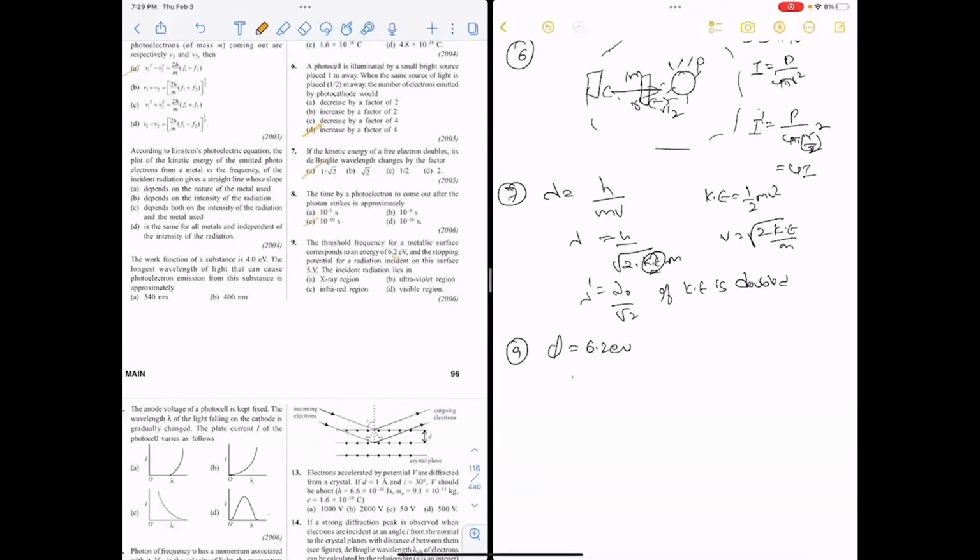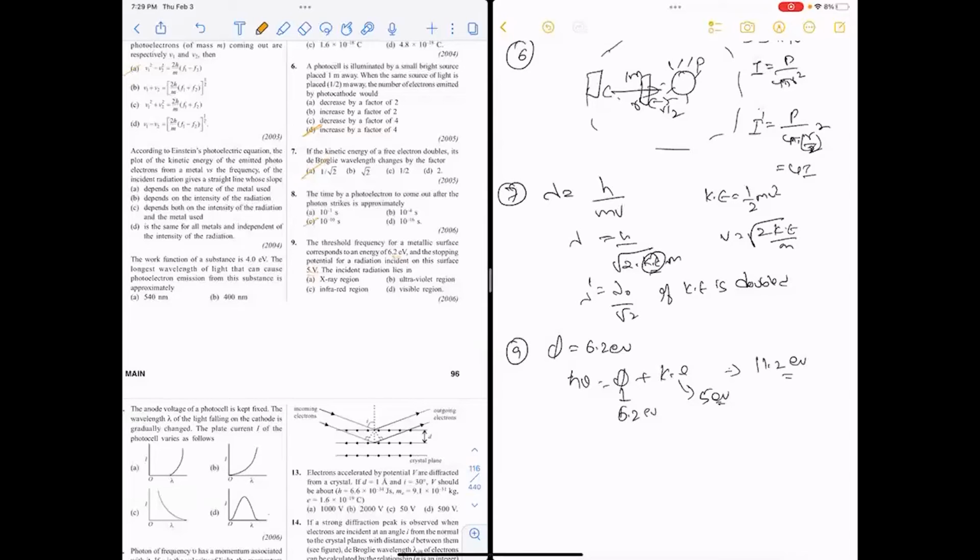So the total energy, h nu, is equal to work function plus kinetic energy. Work function is 6.2 eV and kinetic energy is 5 eV. So total is how much? 11.2 eV. So which wave has this energy? Ultraviolet, visible region, infrared, X-rays. Which one does it get?